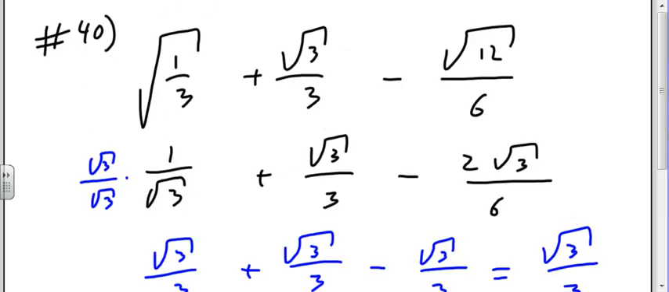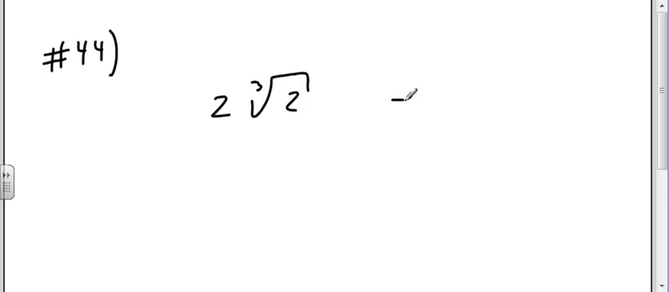Now we're back live again after that break, and I'm going to do number 44. And I've got 2 over the cube root of 2, plus 5 over the cube root of 2 squared. And that's supposed to be a cube there, I just know it. All right, so that's what that is.